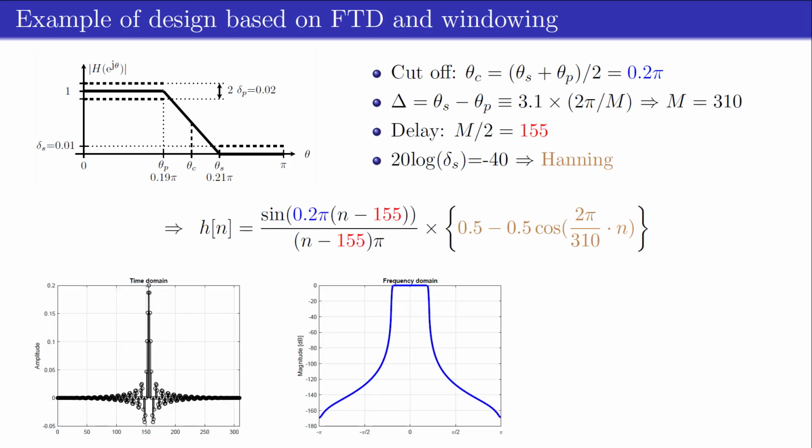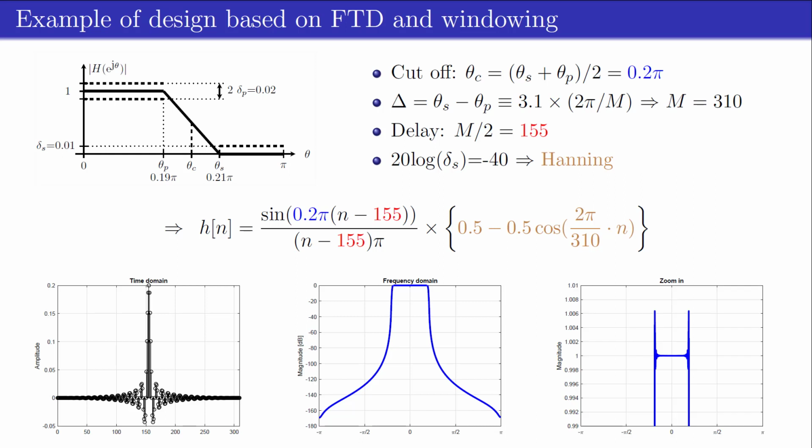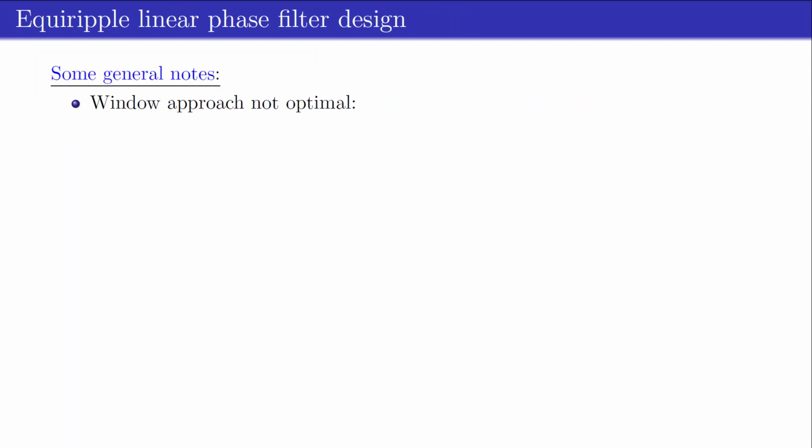The two shown plots show the values of this impulse response and the magnitude response in dB scale. A more detailed zoom-in of the passband is depicted in the right-hand plot. The design based on FTD and windowing is simple and it results in a filter with relatively good performance. However, these filters are not optimal in two respects.